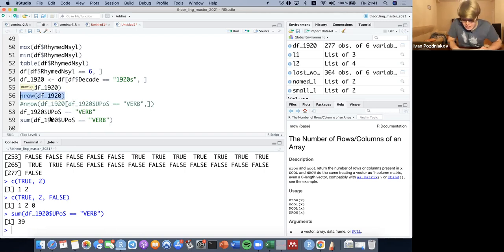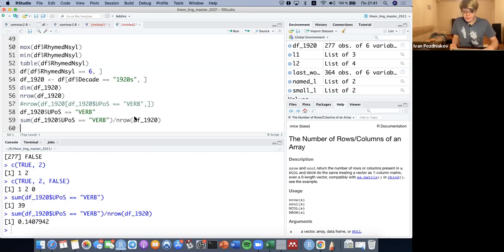So in this column of post. And to get the ratio of these verbs to all words, you just need to divide one number by another and you get this number. Okay, I think that's enough for now.